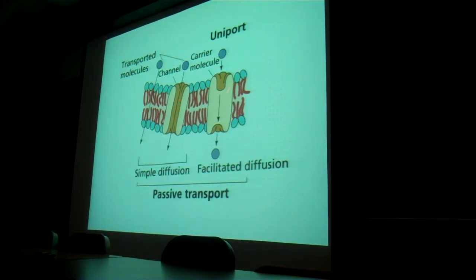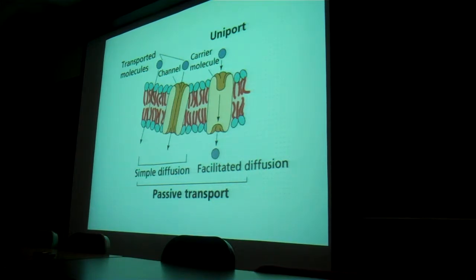Over here, this is a protein, it's not active, it's not using ATP, but it might have sort of a receptor site that only takes certain kinds of molecules, like starches or something. And once they land in that thing, the protein changes shape and sort of dumps it out the other side. But the only reason it does that is because that molecule is flowing down its concentration gradient.